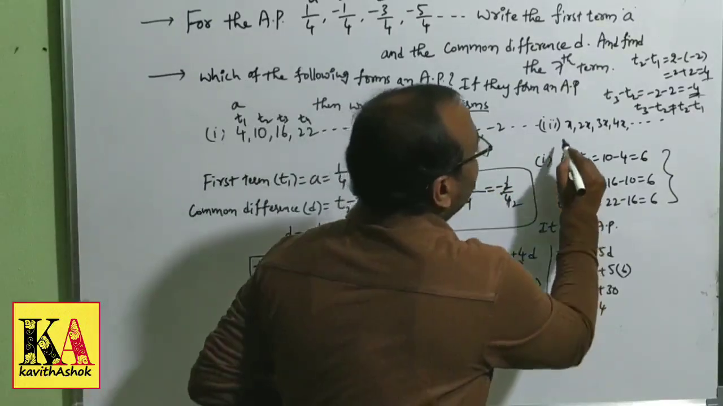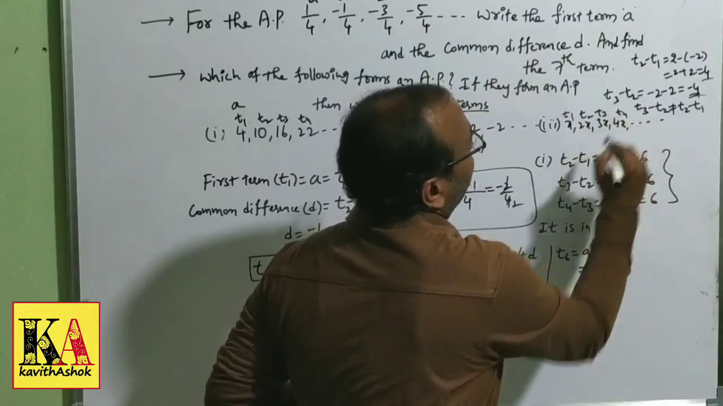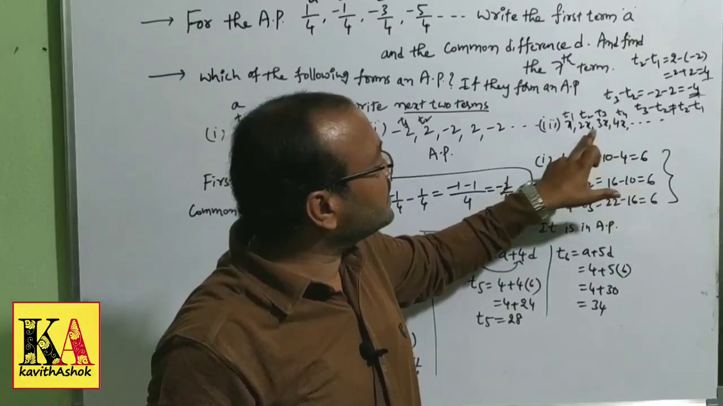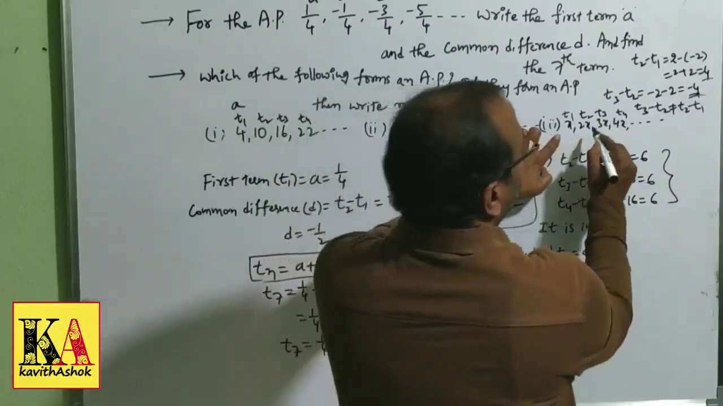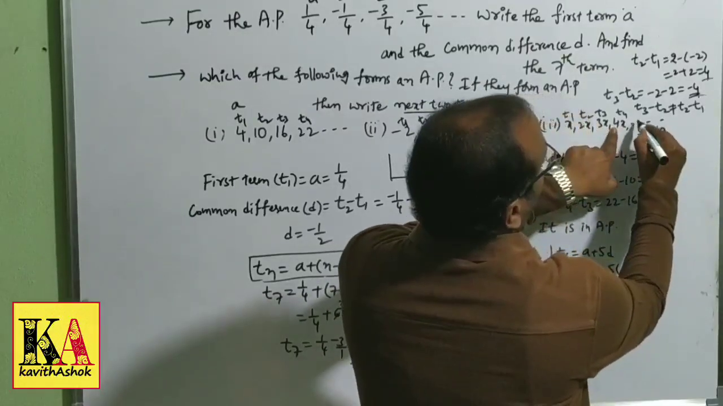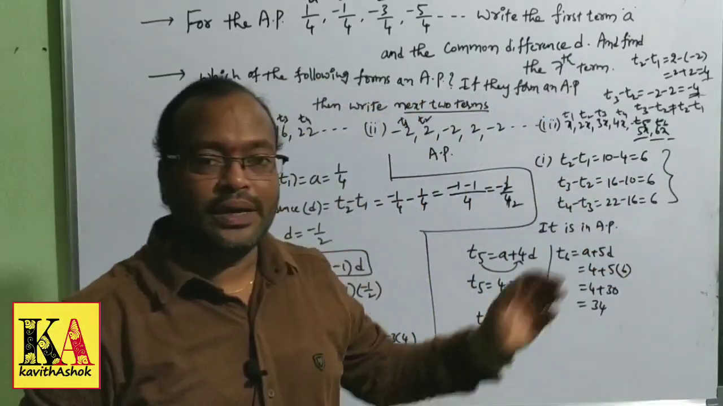For the same thing, here T1, T2, T3, T4 are given. T2 minus T1, 2x minus x is x. 3x minus 2x is x. 4x minus 3x is x. So x, 2x, 3x, 4x, next is 5x and 6x. This is nothing but T5 and this is nothing but T6. Like this we can calculate the remaining terms.